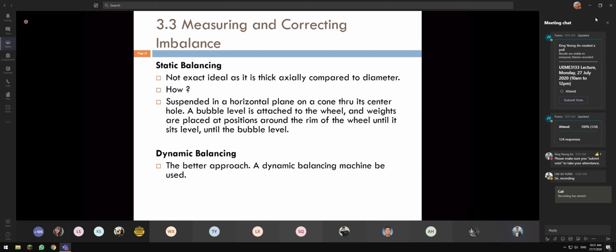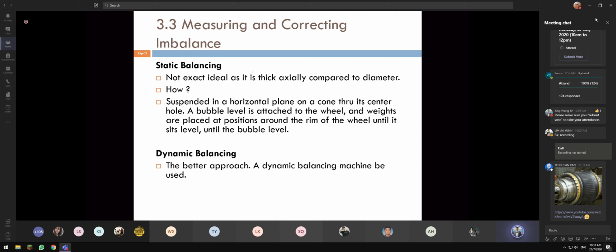So for static balancing, this is not ideal as it is thick in axle compared to its diameter. Someone shared the video of how tires are manufactured, if I'm not mistaken. Okay, so now we talk about this. Static balancing is not sufficient for tires, right? Because its axle compared to its diameter is basically larger, right?